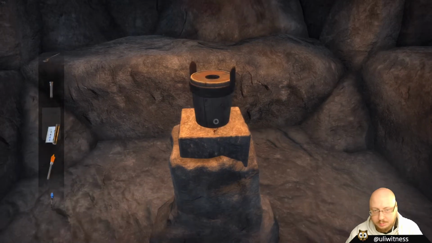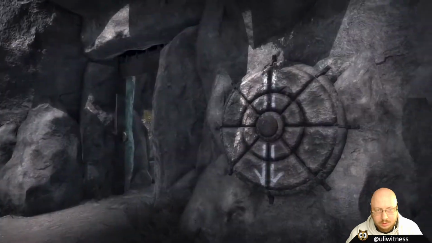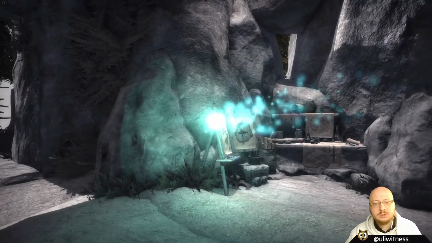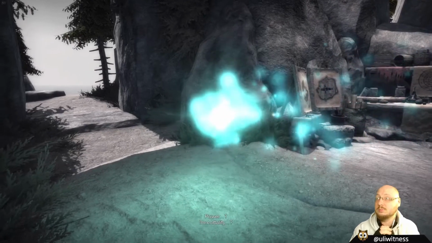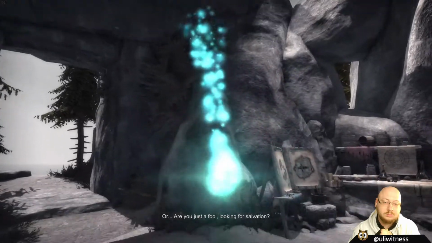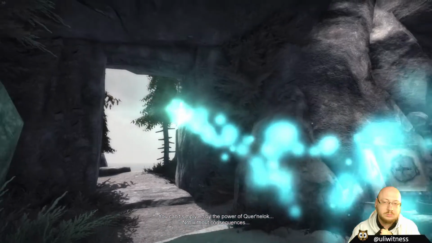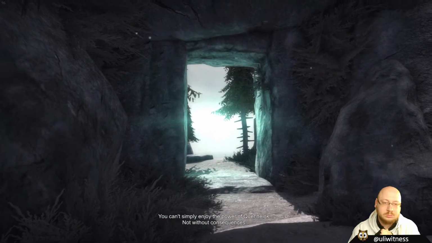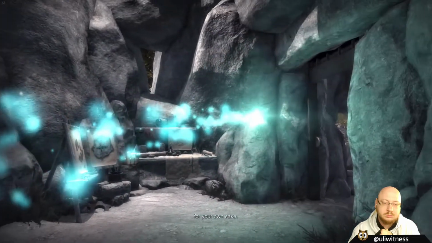Where is my bucket? Yep. Who are you that wanders this world uninvited? Another explorer? What are you seeking? Power? Immortality? Or are you just a fool looking for salvation? You can't simply enjoy the power of Quern, not without consequences. You must leave the same way you came here, for your own sake.